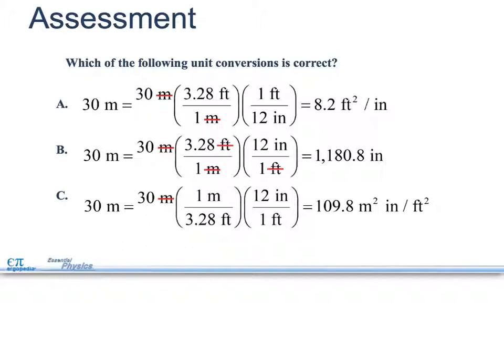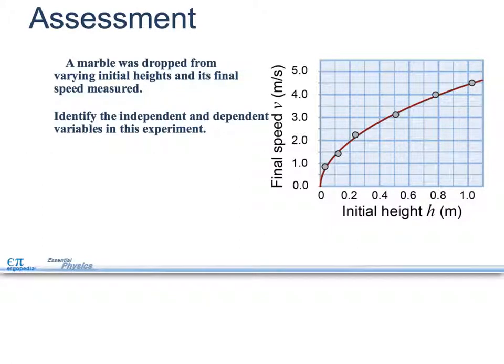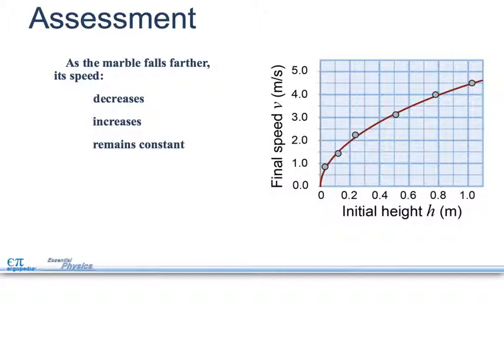Our assessment questions, which we will come back to at the very end. Which of the following unit conversions is correct? Look over these conversions and figure out which one is correct. A marble was dropped from varying initial heights and its final speed measured. Identify the independent and dependent variables in this experiment. As the marble falls farther, does its speed decrease, increase, or remain constant?